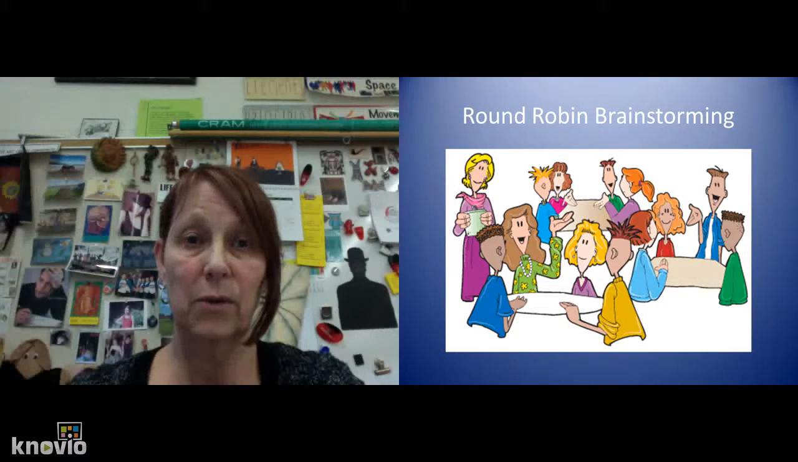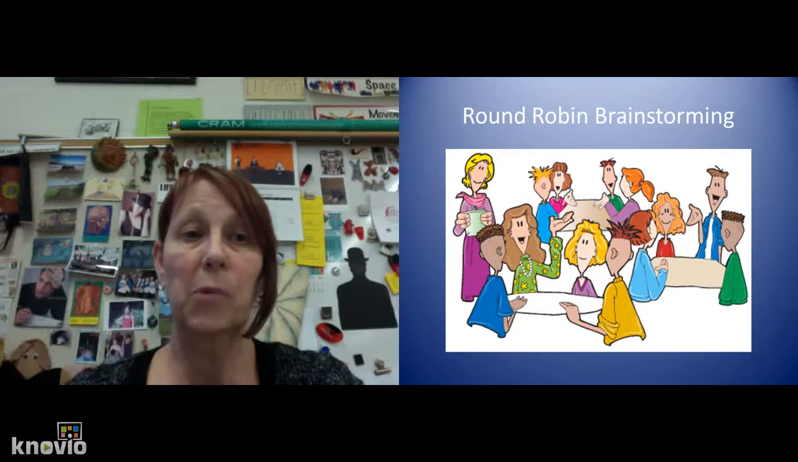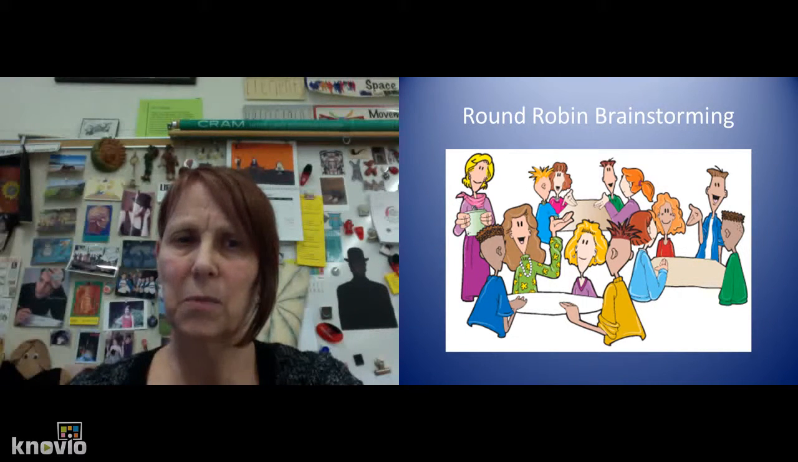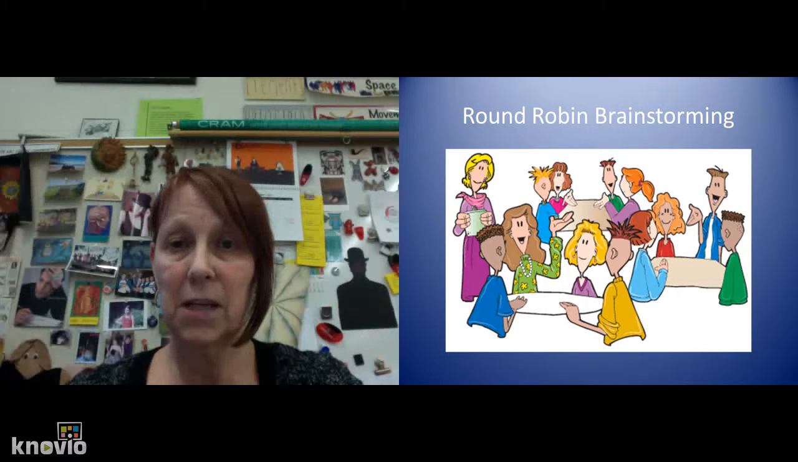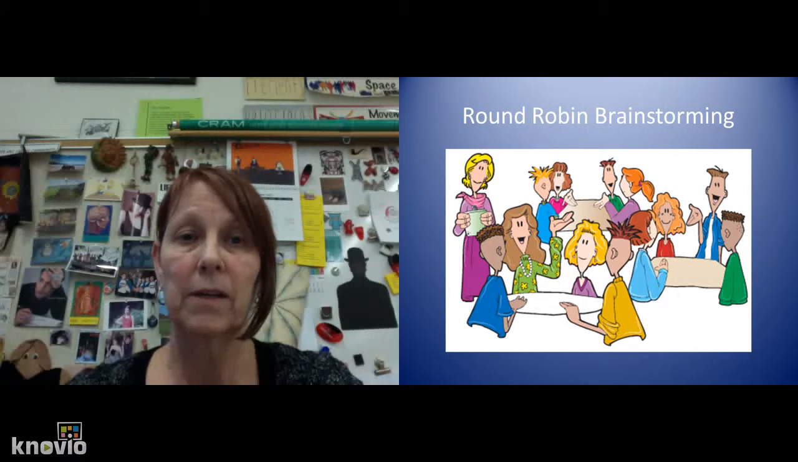Round-robin brainstorming. Divide the class into groups of 4 or 5 with an appointed recorder. A question is posed by the teacher with many possible answers. After think time, members of the group share responses with each other round-robin style. The recorder writes down the answers for each person.